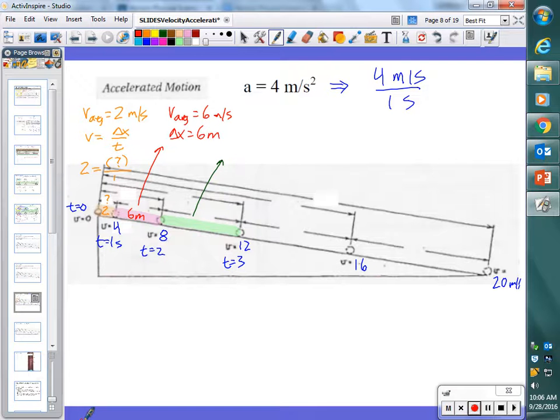All right, green interval. Average velocity is what? 10. And that means, Christina, the displacement during that time interval is going to be 10. All right, so this is 10. You okay with that?